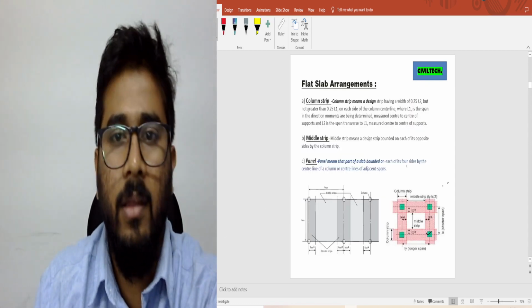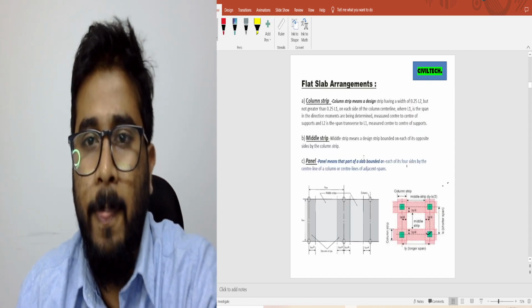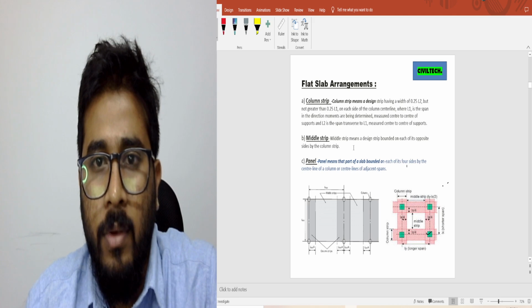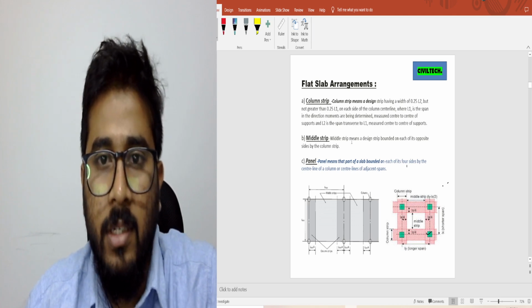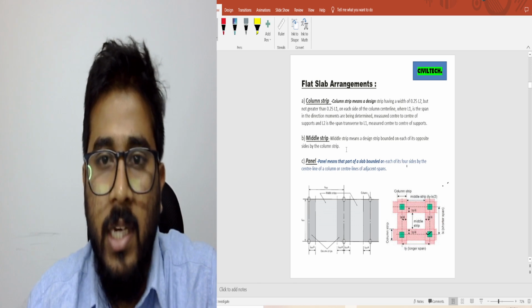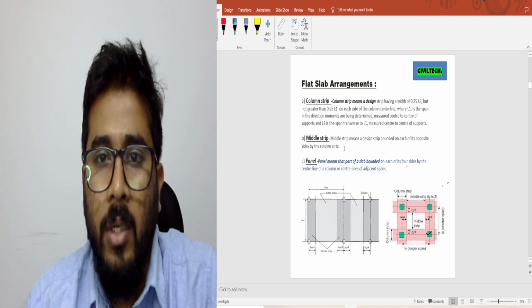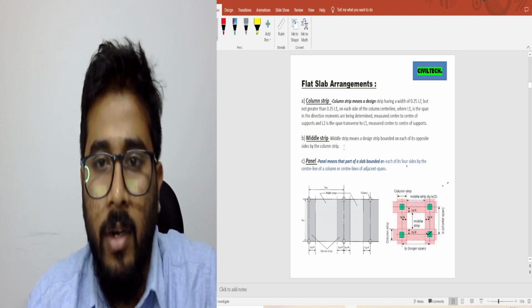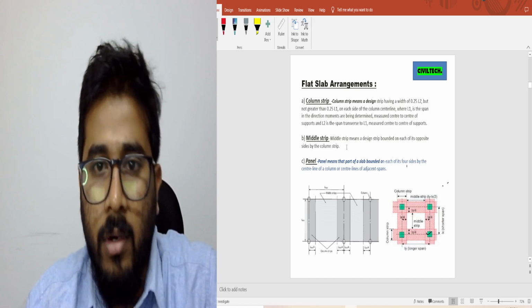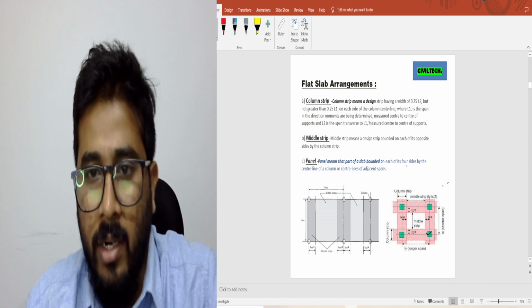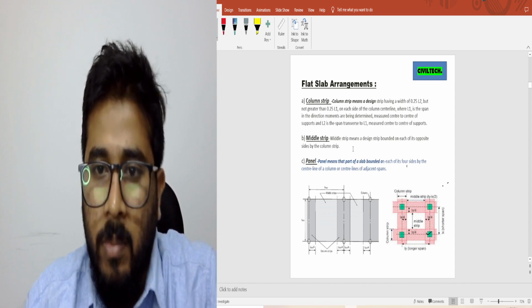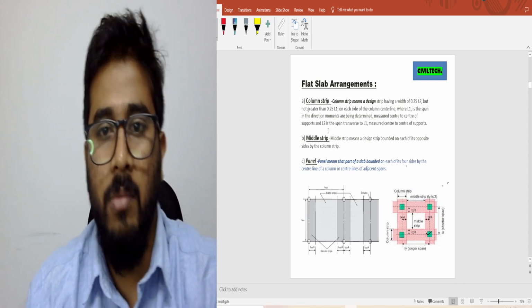Next, in the next slide, I am going to discuss two very important terms of slab topics. They are column strip and middle strip. Please try to understand both terms, because if you are confused about column strip and middle strip, then for detailing, for analysis, for calculating the moment and distributing the moment, you will face lots of problems. So please try to understand these very important terms.